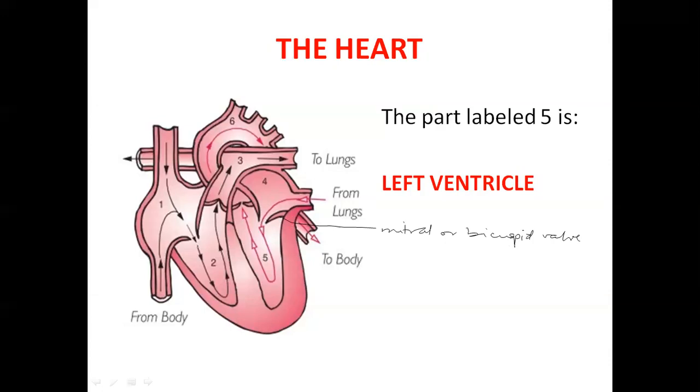Whilst if we come here, this is a tricuspid. So let's just put this there and then we can remember. Let's label that. This is the tricuspid valve. Tri means three, as I said. So that is going to prevent backflow of blood into the right atrium.